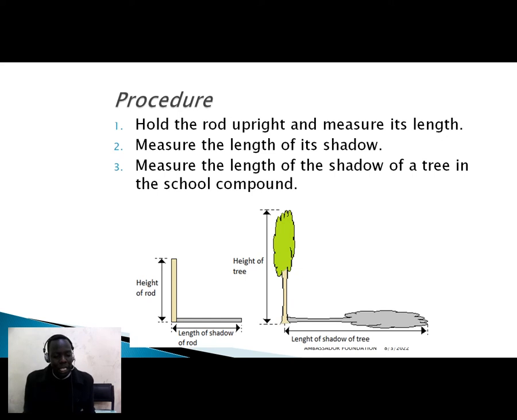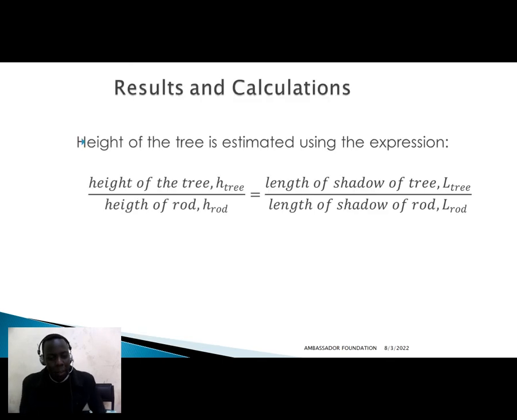You just stand, then you put a mark where your shadow will reach. You move until your shadow reaches a given mark. Then you measure the length of your shadow and you know your height. Then you go to the shadow of that tree, measure the length of the shadow, then apply this formula so that you can get the height of the tree.